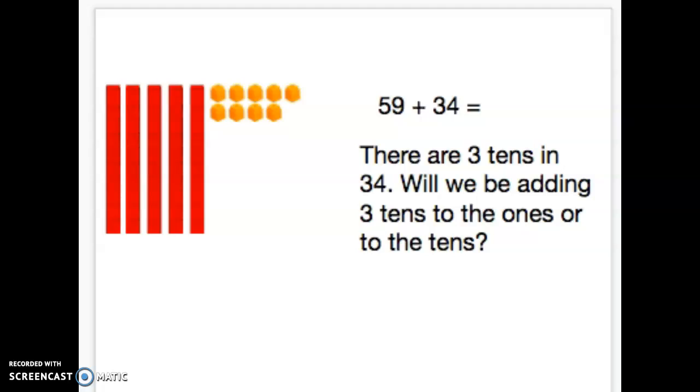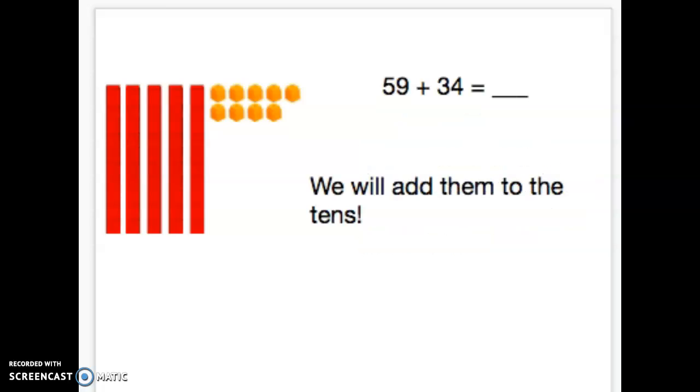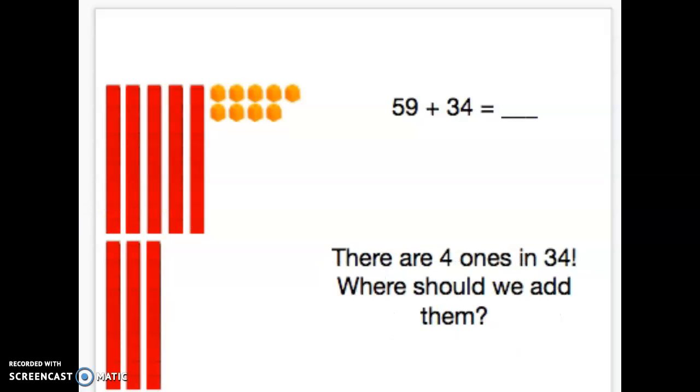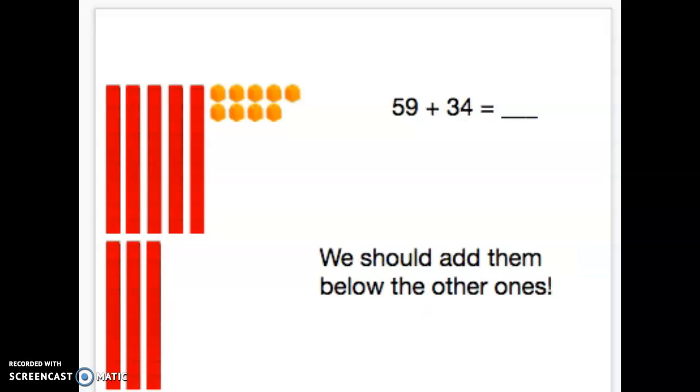Will we be adding the 3 10s to the 1s or to the 10s? We will add them to the 10s. We've aligned the 3 10s to the 5 10s. 34 is 3 10s. How many more 1s do I need to make 34? There are 4 1s in 34. Where should we add them? We should add them below the other ones.